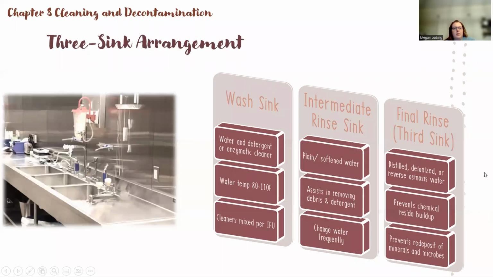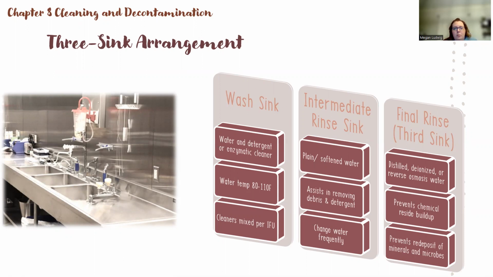So another unique thing to decontam is the 3-sink arrangement. So what that means is you have 3 sinks for a separate purpose. The first sink would be considered the wash sink. This is where you're going to have water with a detergent or an enzymatic cleaner. The very first step in your process here. The water temp's a little warm, 80 to 110 degrees Fahrenheit. You don't want it too cold. Some of the heat will help destroy some of the microbes. Cleaners are going to be mixed per IFU, so whatever your facility uses, always check to make sure you got the right ratio, water to cleaner.